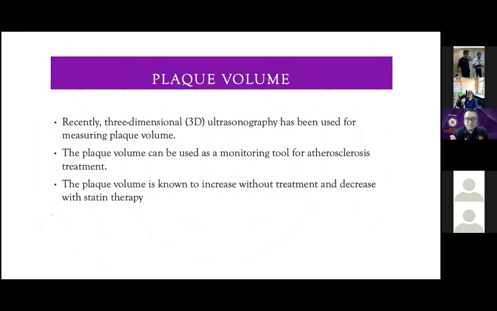So next will be the plaque volume. Like I mentioned earlier, we don't have this. I've never done this method of plaque volume because we don't have 3D ultrasound, but I just let you know that out there, people, especially for research purposes, I guess, measure the plaque volume. I also asked our friend in radiology, and they also don't measure the plaque volume. But if you have this, it's good to monitor atherosclerosis treatment. The plaque volume is known to increase without treatment and decrease with statin treatment. So it's good to have this.